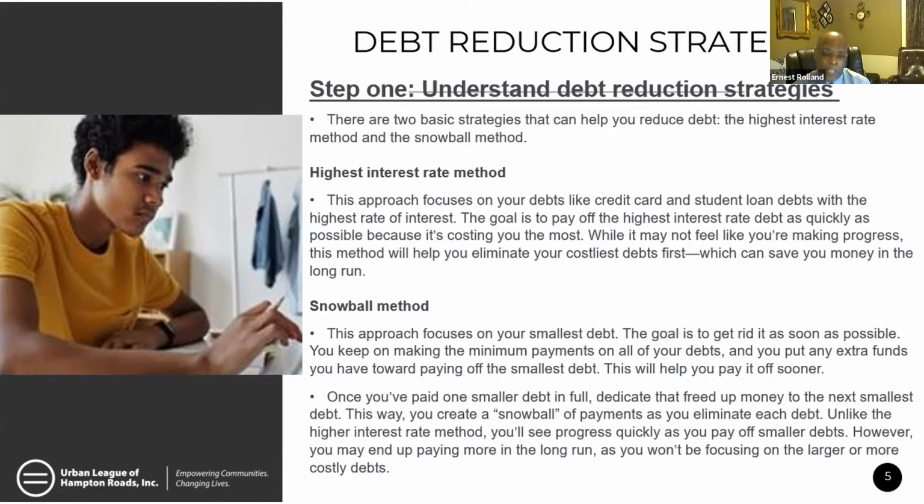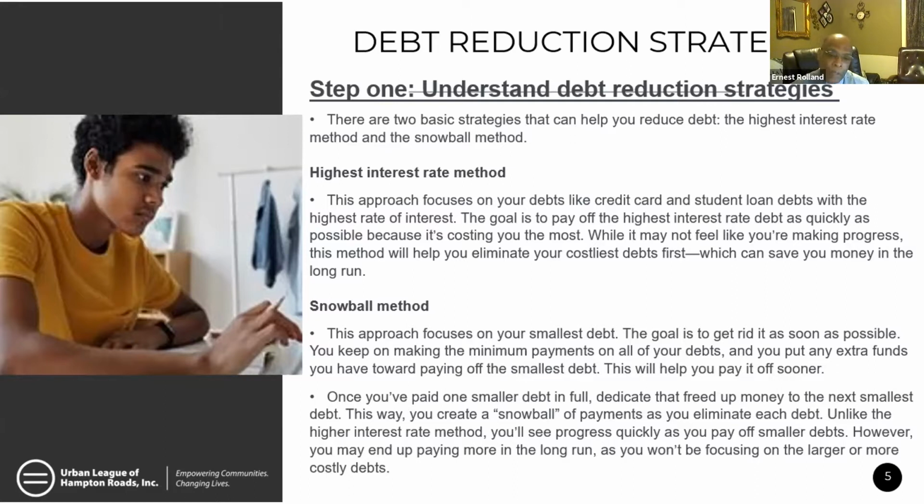So let's go with the second one, the snowball method. This approach focuses on your smallest debt. The goal is to get rid of it as soon as possible. So you keep making the minimum payments on all your debts, and you put any extra funds you have towards paying off the smallest debt. This will help you pay it off sooner. Once you pay one smaller debt in full, dedicate that freed up money to the next smallest debt.